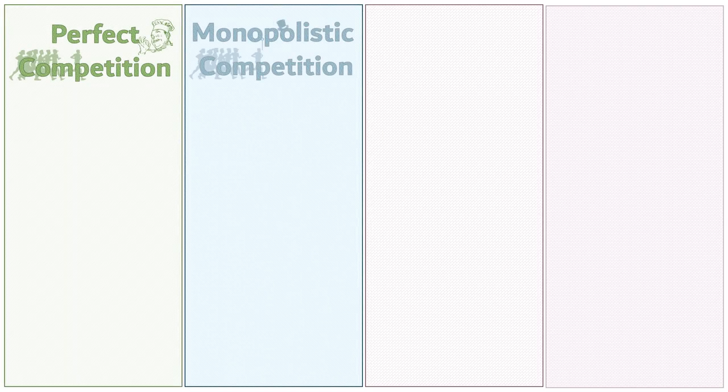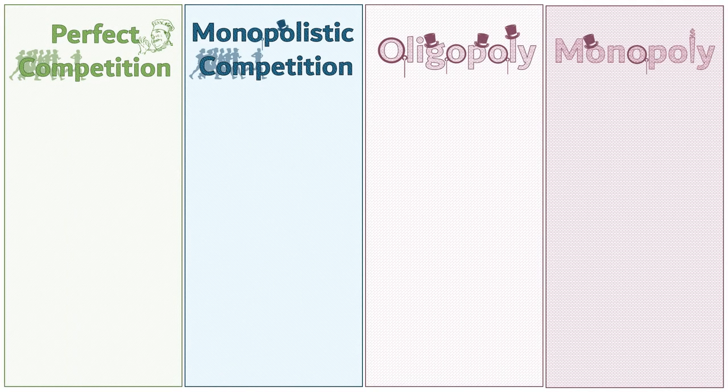We have now discussed the four major market structures for an industry: perfect competition, monopolistic competition, oligopoly, and monopoly. First, what do I mean by market structure? This is sometimes called industrial organization, and it's the way firms in a particular industry are organized. Let's compare and contrast these different structures.